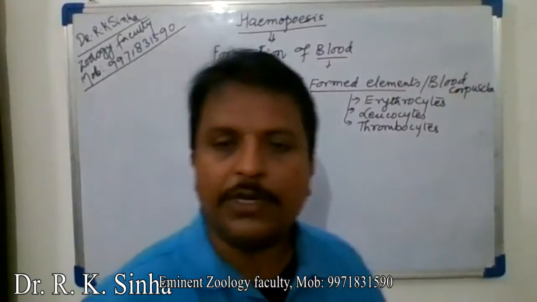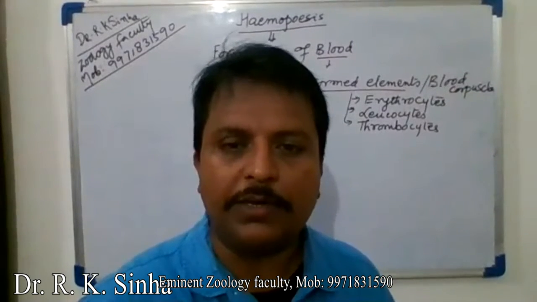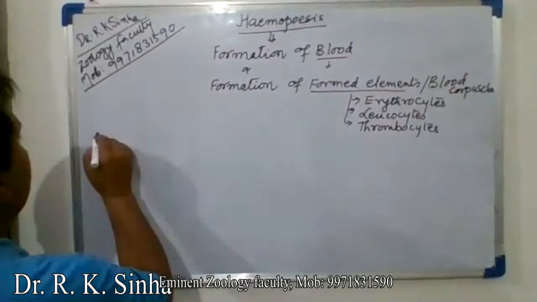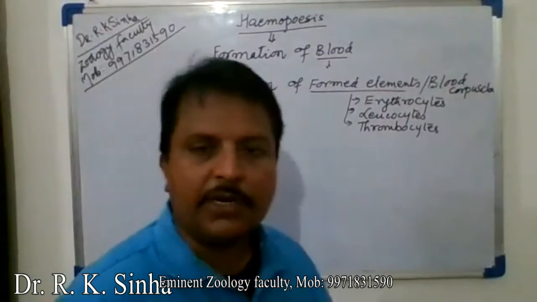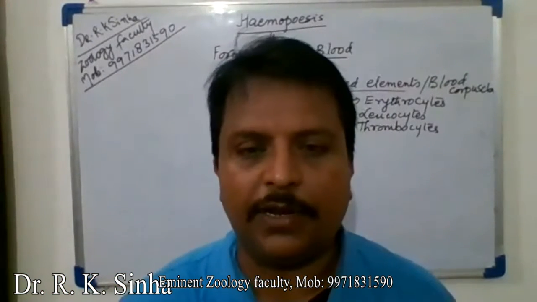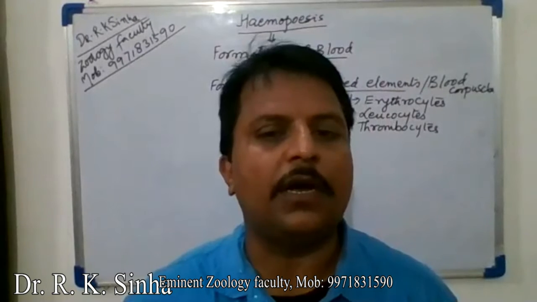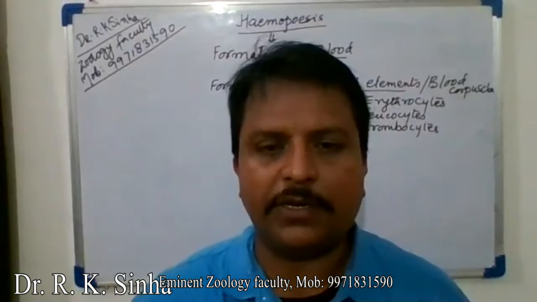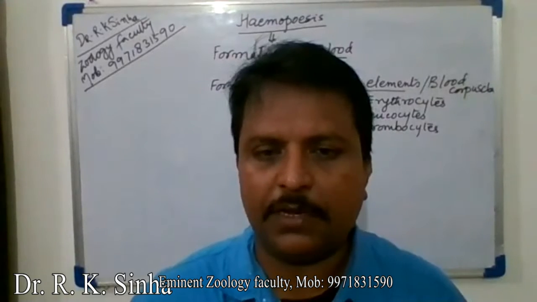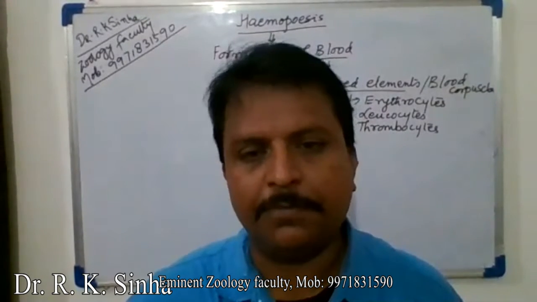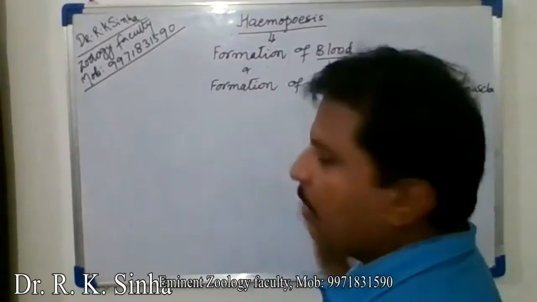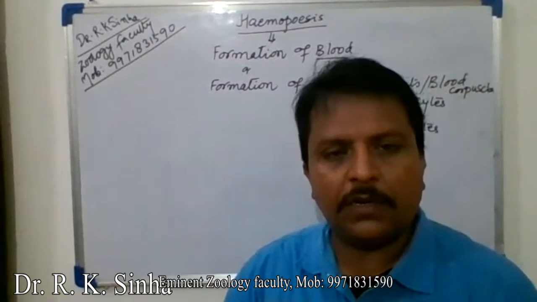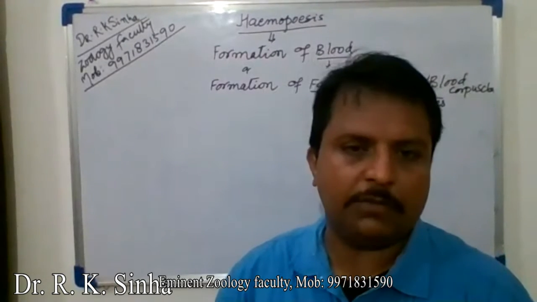Which structure of the body is responsible for the formation of blood cells or blood? The formation of blood starts from the embryonic stage, then the fetal stage, and the stage after birth. So in three different stages of the development of the human body, these cells are formed in different structures with different progenitor cells of the body.